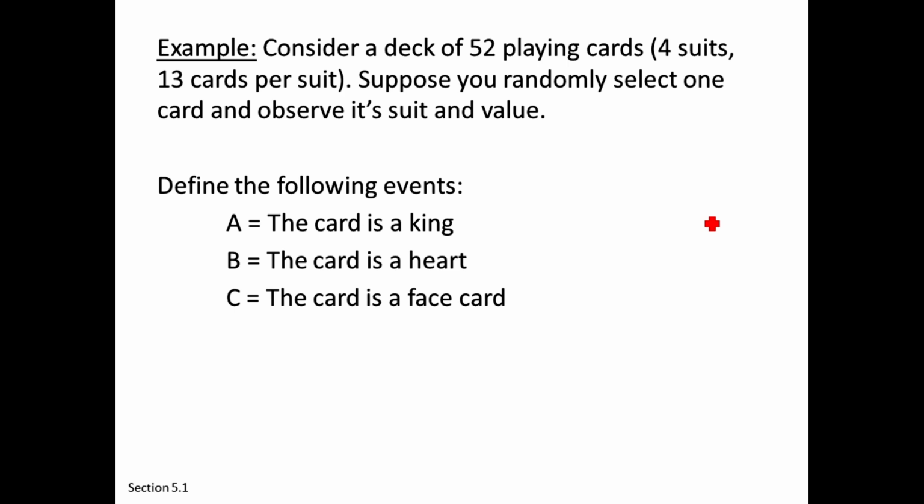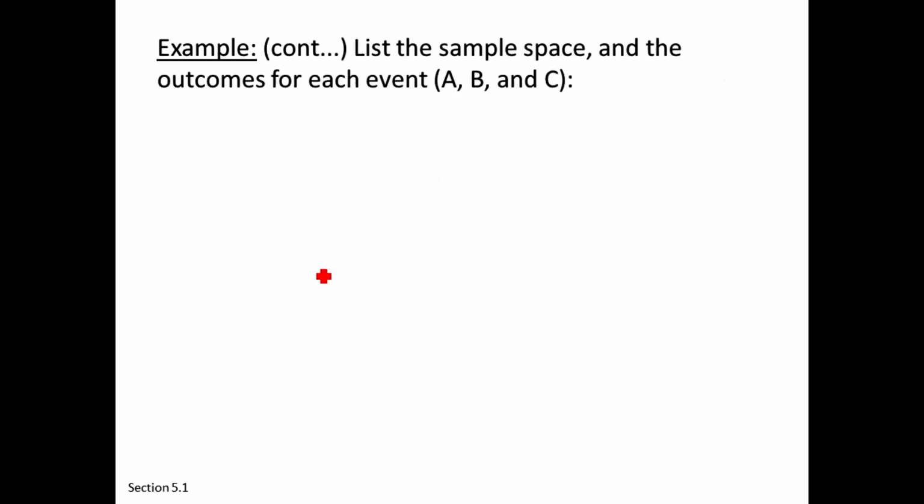So we can define some events. Say A is the event that the card is a king, B is the event that the card is a heart, and C is the event that the card is a face card. Notice we define these events with capital letters. That's basically so we don't have to keep rewriting "the card is a king." We just write A. So let's define these events A, B, and C.